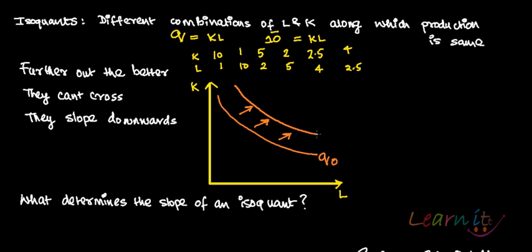So this isoquant, Q1, is better than the Q naught isoquant, because with a given amount of capital and labor, you're producing more output. Okay, so this is better. Now, another property is, of course, that they can't cross, and they slope downwards.